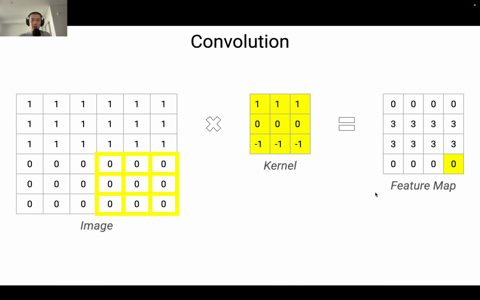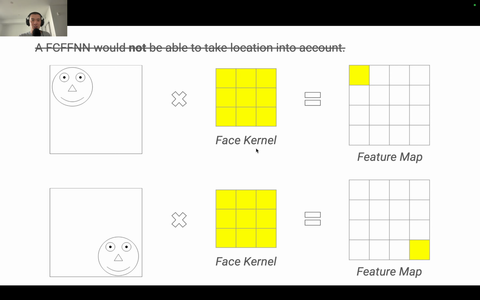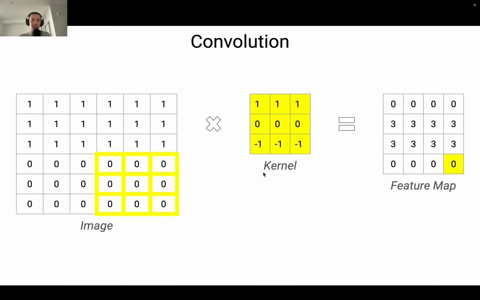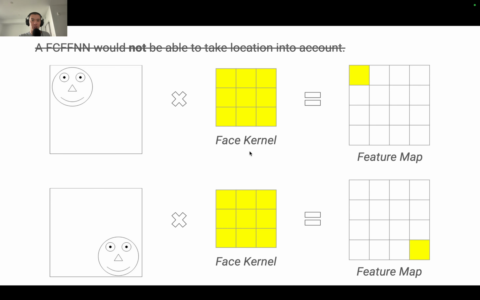And now you're probably thinking, why do I care about this feature map? Because when we apply a face kernel, as a simple example, to this image of a face, the feature map will highlight that the face is in the upper left-hand corner, whereas if we apply this face kernel to this second image, the feature map will highlight that the face is in the bottom right-hand corner. So using convolution and kernels, we are able to overcome this weakness where an FCFFNN would not be able to take location into account.